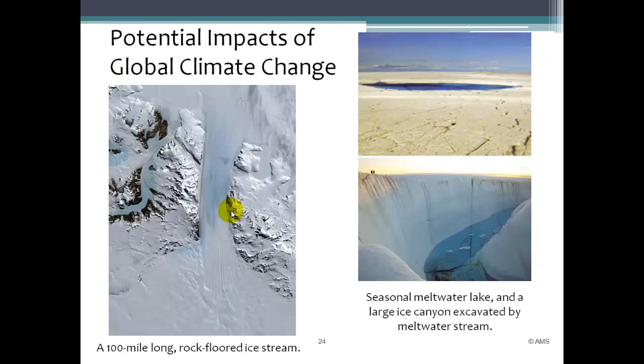Here are some pictures that show melting glaciers. So here's a 100-mile long rock-floored ice stream. So you can see we're looking at ice. It looks like a river, but this is all ice. And when we take a look at these glaciers in more detail, you see how they're melting. You can see here a meltwater lake, and then here is a glacier that has this melting happening. It creates a lake that just eats through the glacier, causes holes throughout the glacier, and eventually it loses its integrity and the whole thing just breaks apart into the ocean.